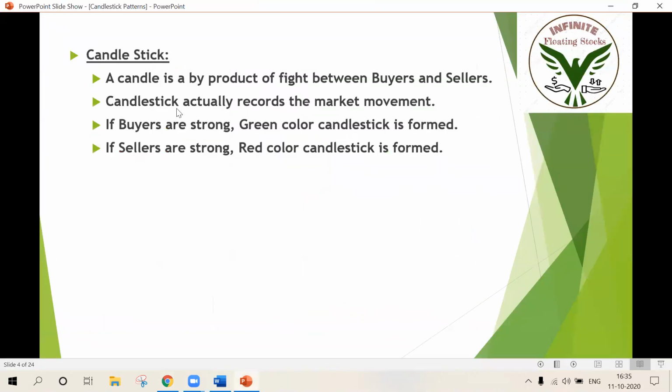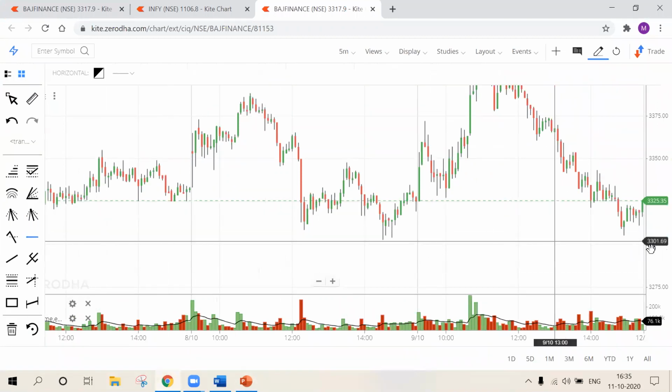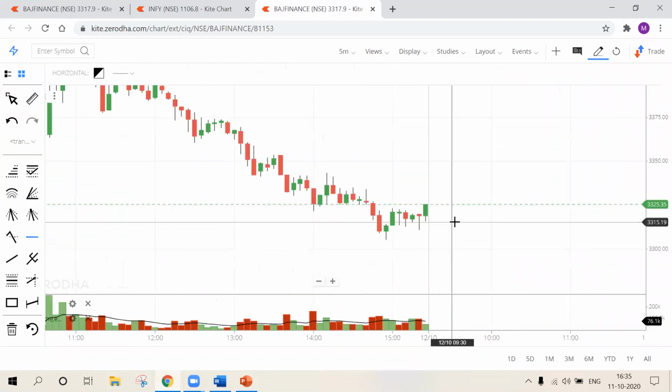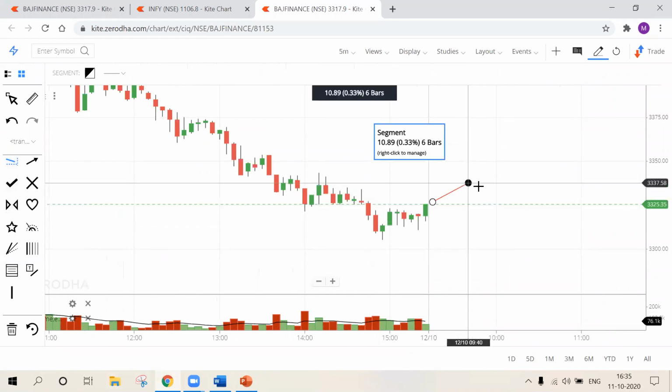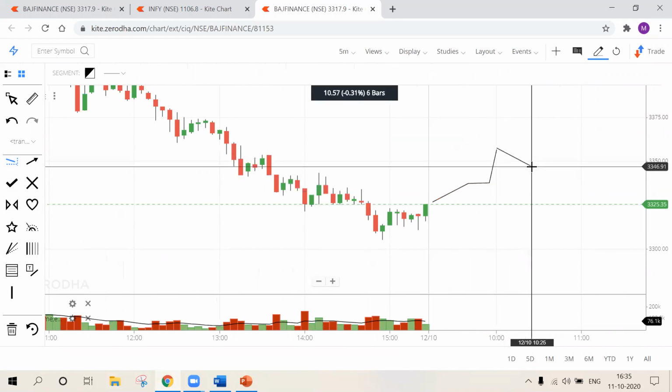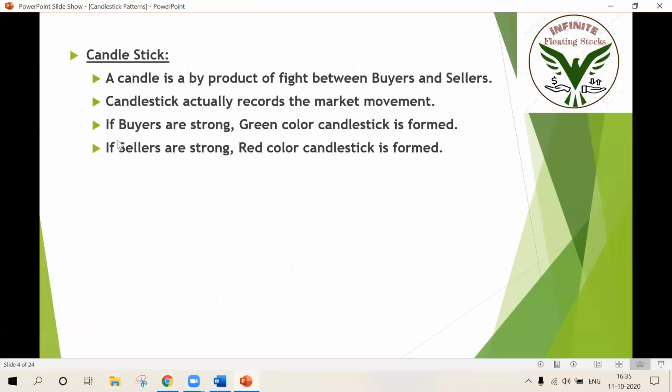All right. So a candlestick actually records the market movement. When I say it records the market movement, I mean the chart will move forward by forming candles. That is nothing but recording the movement. For example, tomorrow, if the market opens here and it moves like this, new candles will get generated here. That means the candles are recording the market movement. So if buyers are strong, a green candle will be formed, and if sellers are strong, a red candle will be formed.